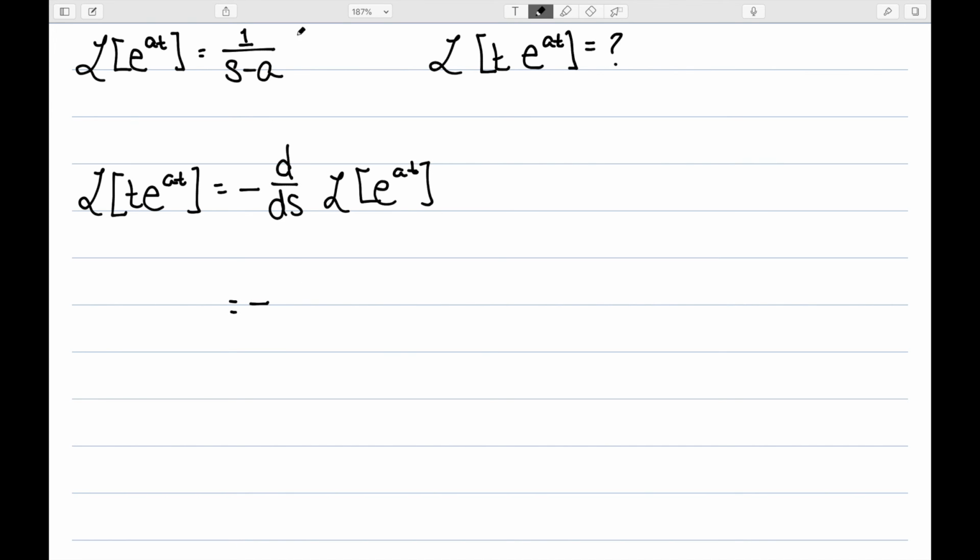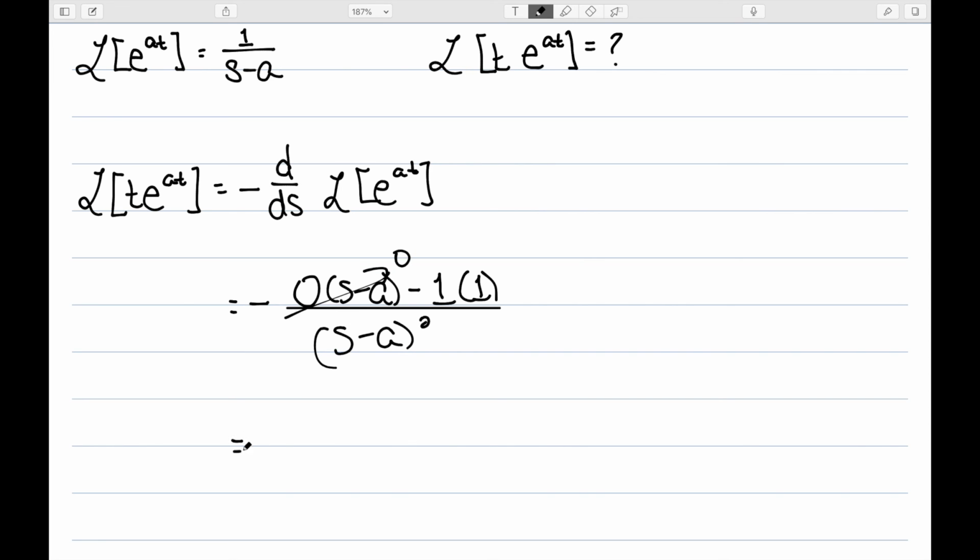Well, if I take the derivative of this with respect to s, we have the derivative of the top times the bottom minus the top times derivative of the bottom all over the bottom squared. This will go to 0, and I have a double negative, so that makes me positive 1 over s minus a, squared.